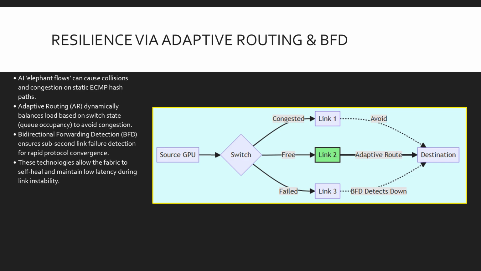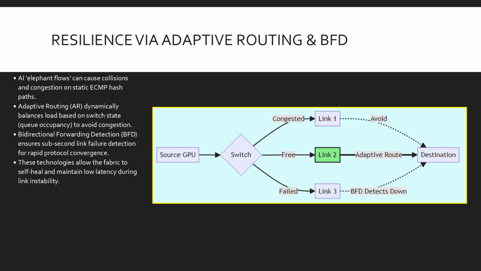Detection is only half the battle. The network must also react. AI workloads generate massive elephant flows that can collide on static paths, causing congestion. We solve this with adaptive routing. Unlike static hashing, adaptive routing monitors queue occupancy and port utilization to dynamically steer traffic away from congestion and failed links. To further enhance resiliency, we use bidirectional forwarding detection, or BFD. BFD provides sub-second failure detection, allowing routing protocols like BGP to converge rapidly and reroute traffic around faults before applications time out.